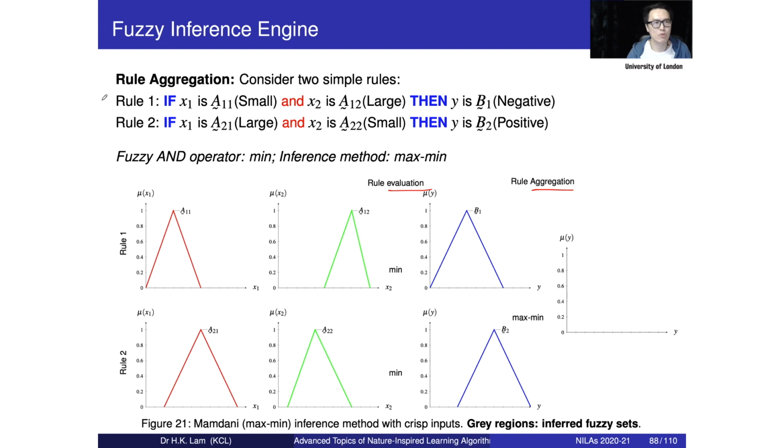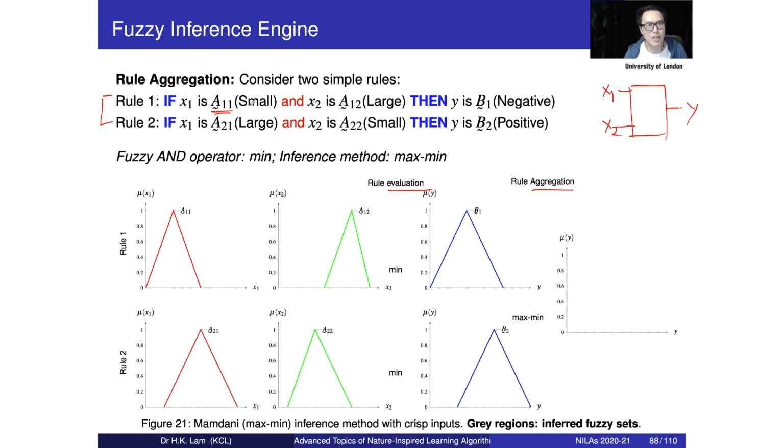Assume that in the rule base we have 2 rules. The first one: x1 is a11. Again, we have x1 as the input, x2 is another input with a12, and y is the output. If you do not like this label, we can just simply assign a better label for that.